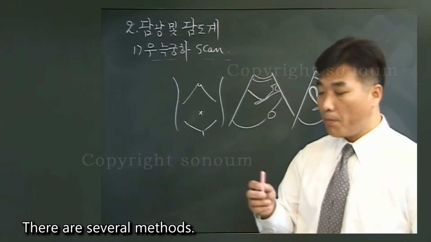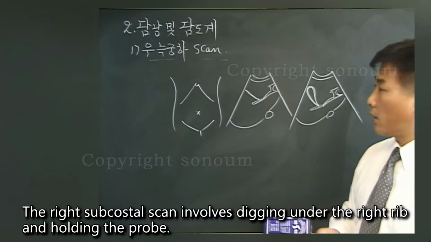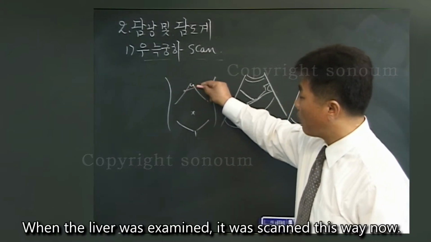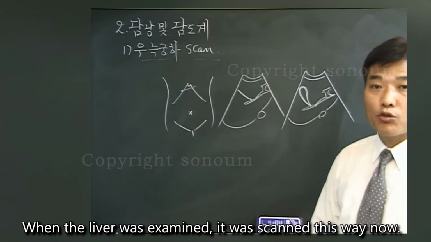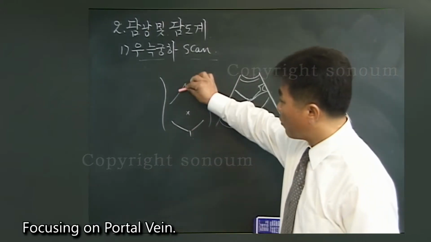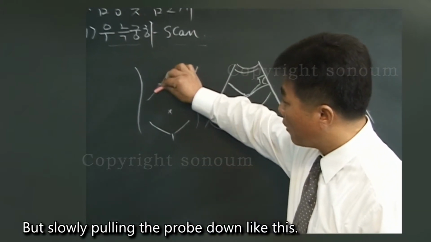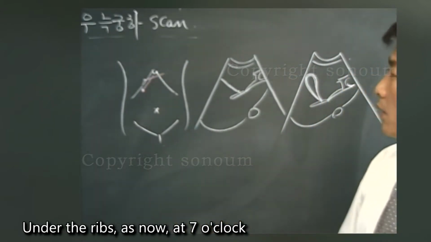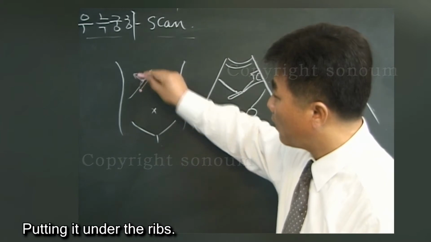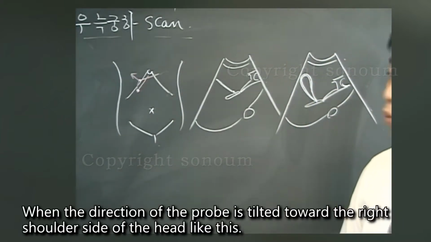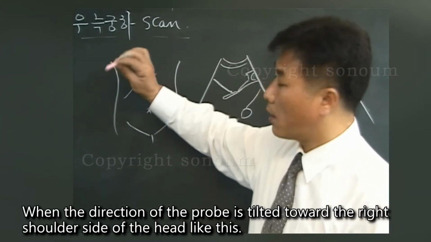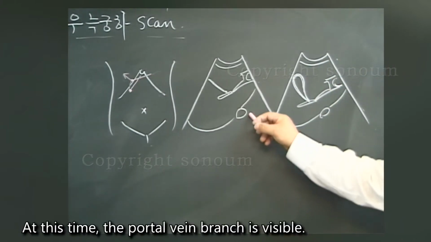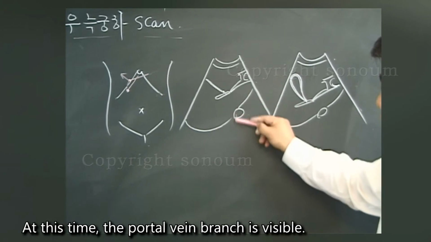There are several methods. The right subcostal scan involves digging under the right rib and holding the probe. When the liver was examined, it was scanned this way, focusing on the portal vein, but slowly pulling the probe down like this, under the ribs, at 7 o'clock. When the direction of the probe is tilted toward the right shoulder side of the head like this, a picture like this will appear. At this time, the portal vein branch is visible.